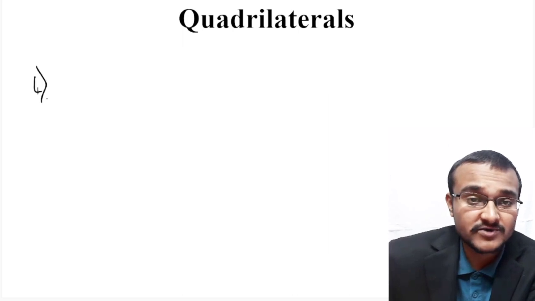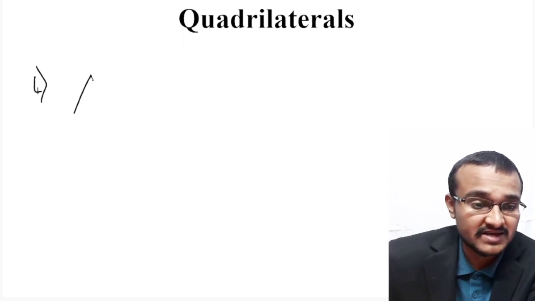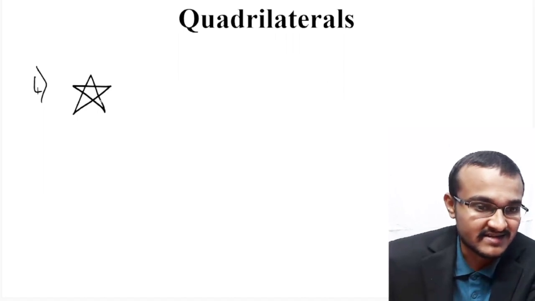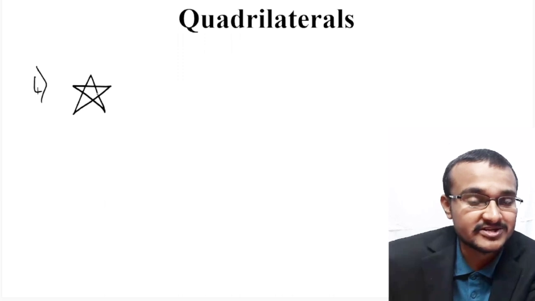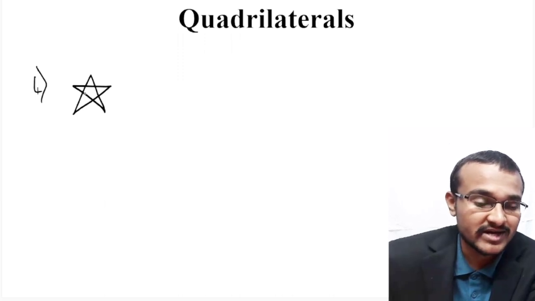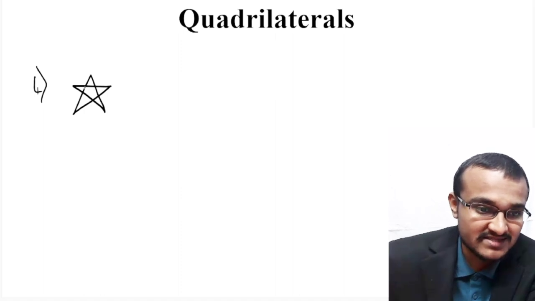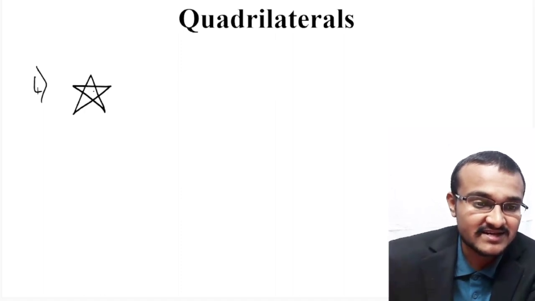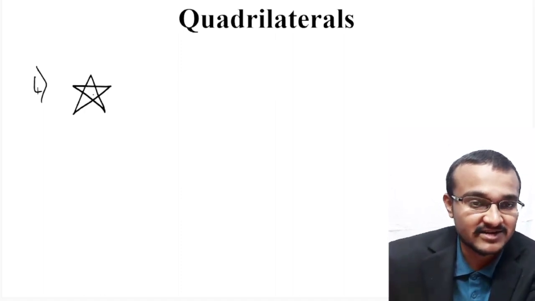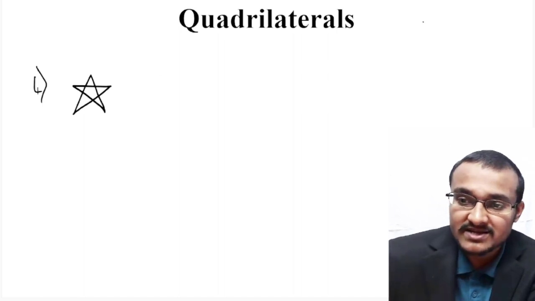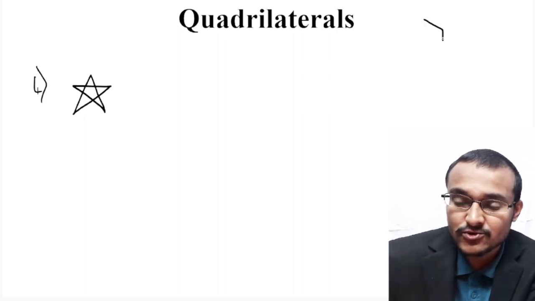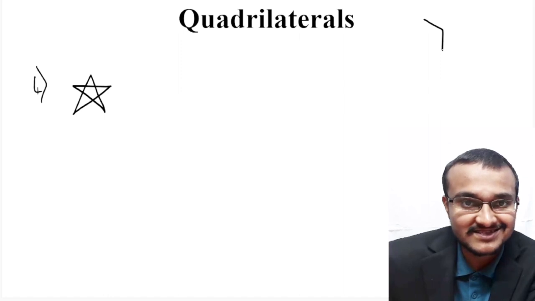Coming to the fourth one in this first question, they have given a star like this. Here there are line segments, but all these line segments are overwritten on each other. So you cannot say this is a polygon, because you can see there are so many interconnections of different line segments. But in a polygon, there should be a connection between only 2 adjacent line segments.